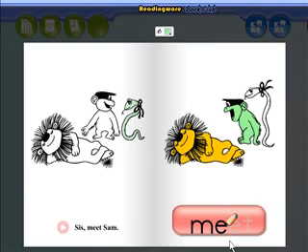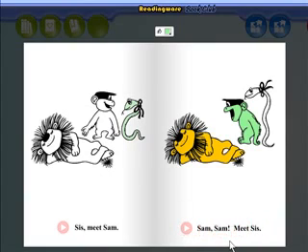E. E. T. Meet. 3 ways, each of them to reinforce a part of the learning process.